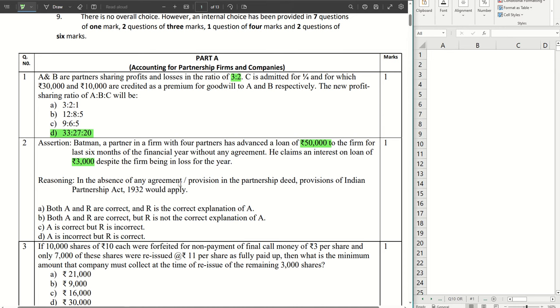Okay, so the next one, let's have a look. Reasoning: in the absence of any agreement, the provisions of the Indian Partnership Act 1932 would apply, and which is correct. And as per the provisions, 6% interest is given to the partner who has advanced any loan.